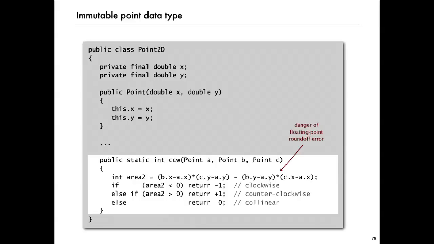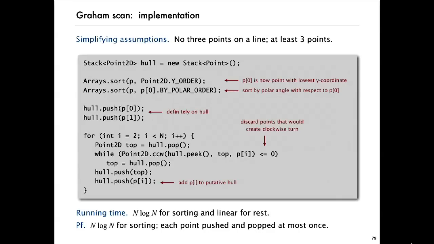If we implement a point data type for computational geometry, it can have a method, ccw, that just with this little math calculation, (b.x - a.x) times (c.y - a.y) minus (b.y - a.y) times (c.x - a.x), this calculation here gives you immediately whether it's counterclockwise, clockwise, or collinear. Not much code at all. And that method is the basis for the Graham scan.